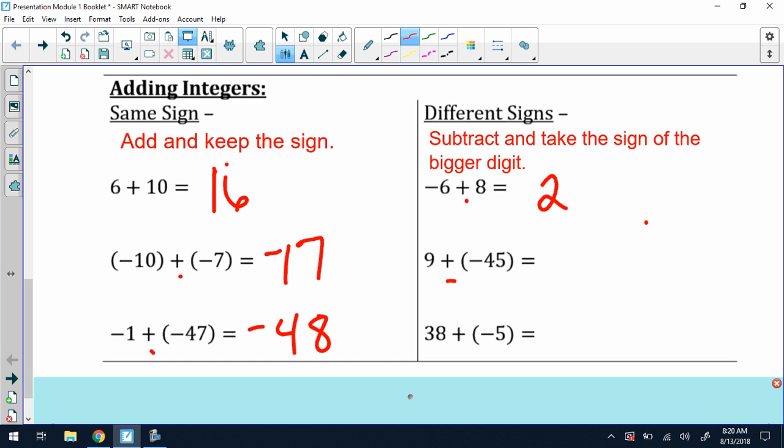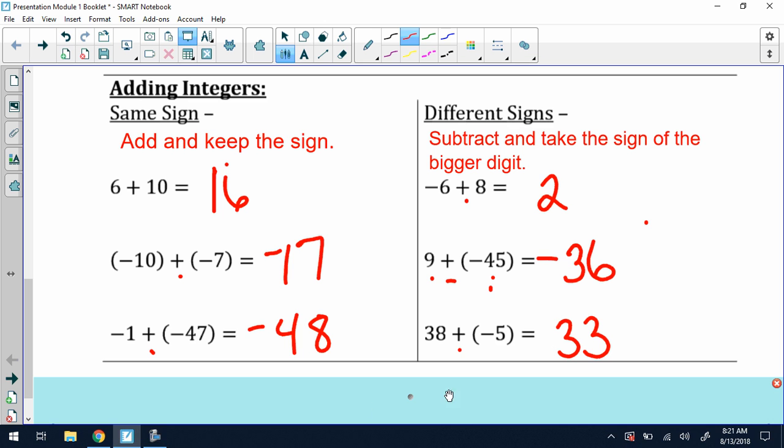Second example, I am adding and my signs are different. This one's positive, this one's negative. So I'm going to subtract. Again, I'm going to do 45 minus 9, which is 36. The 45 is larger and it's negative, so it's going to be -36. And then our last example, again, I am adding, and the signs are different, positive 38, -5. So I'm going to subtract. 38 minus 5 is 33. The 38 is larger, so it stays positive because the 38 is positive.